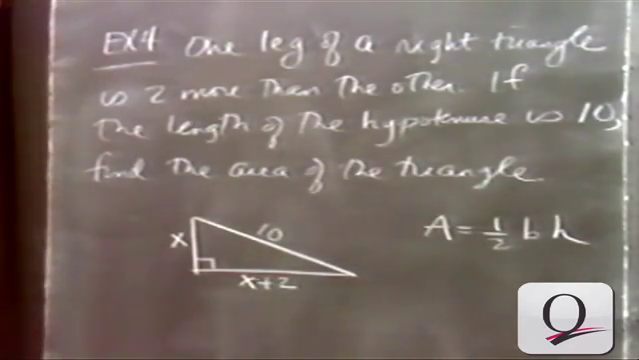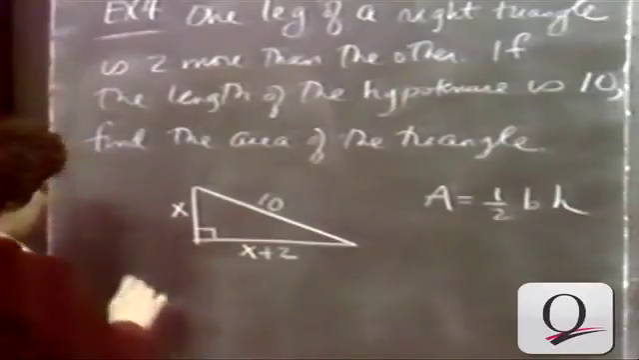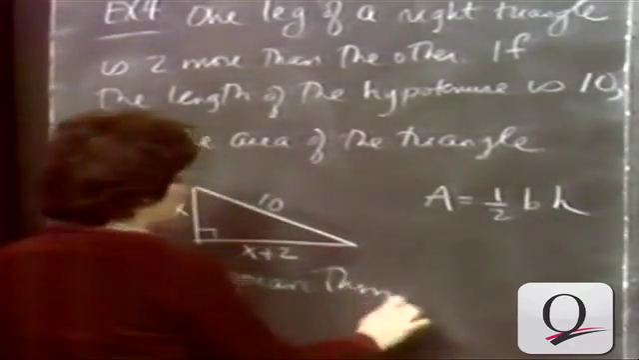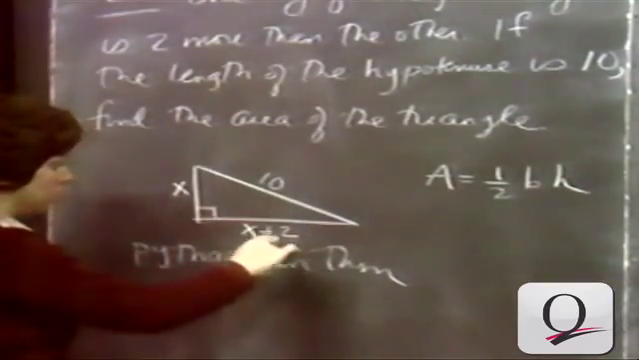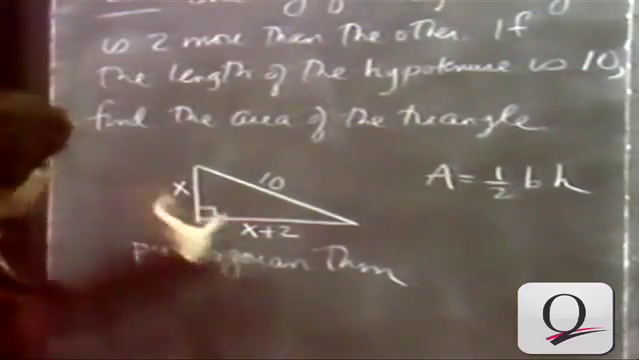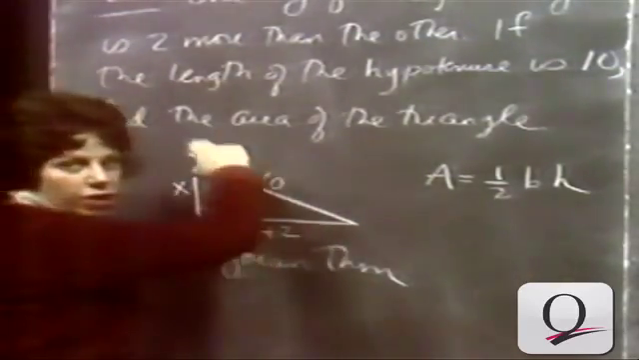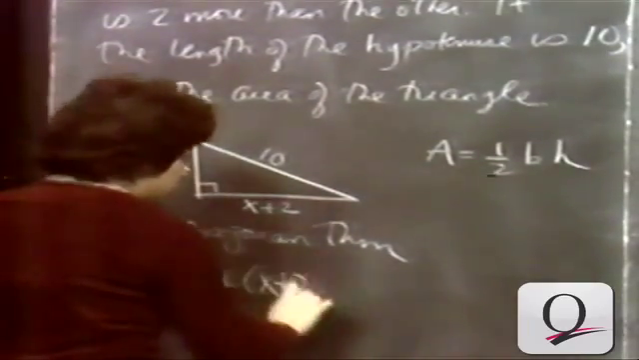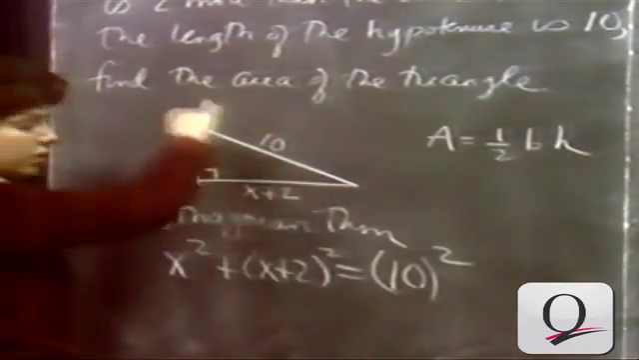Now, to find X, we make use of a certain theorem in a right triangle, which is called the Pythagorean Theorem. In a right triangle, the sum of the squares of the two legs is equal to the square of the hypotenuse. A squared plus B squared equals C squared. In this case, X squared plus X plus 2 squared is equal to 10 squared.